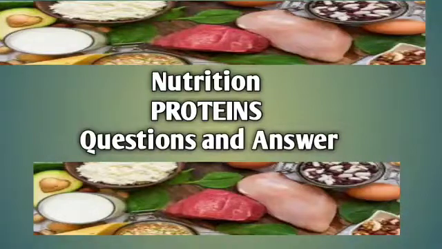Incomplete protein: number 1, lower in one or more essential amino acids. Number 2, most plant protein is more difficult to digest. Number 3, use complementary proteins.